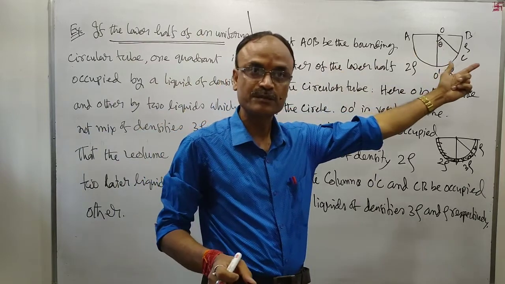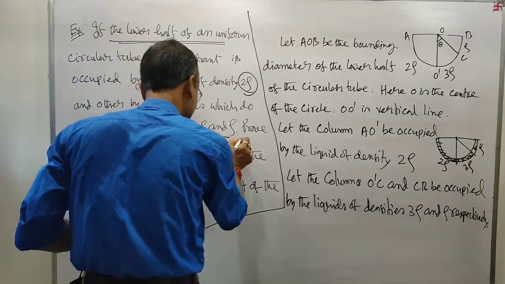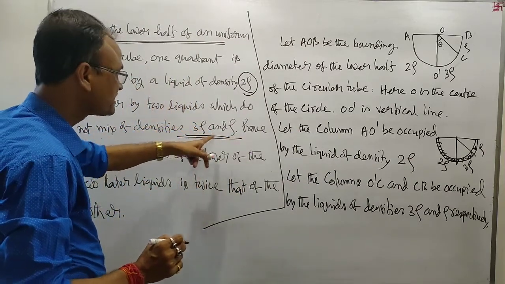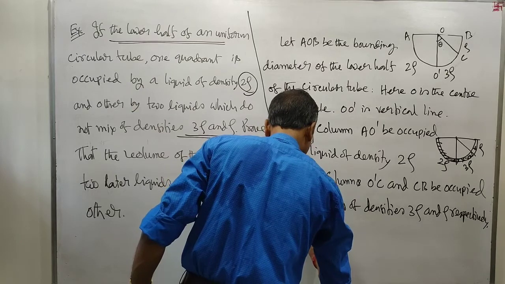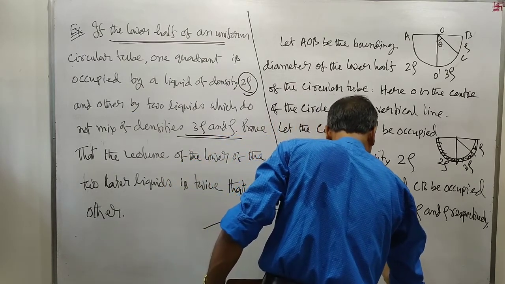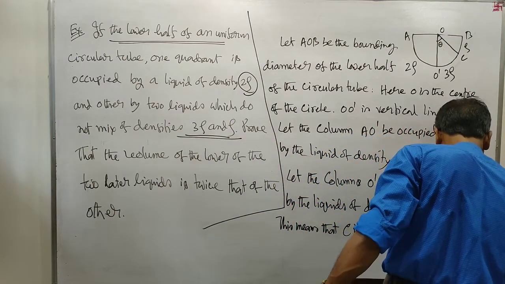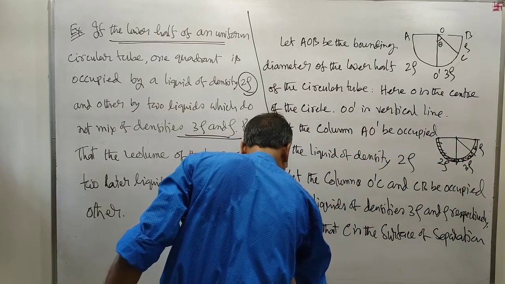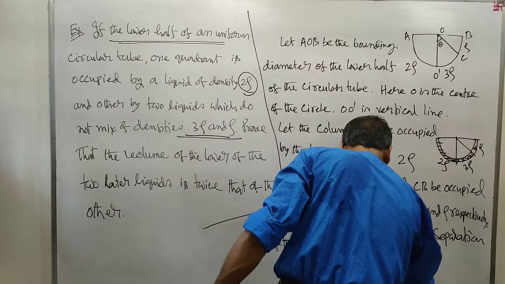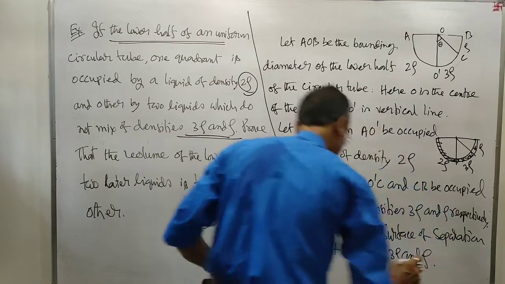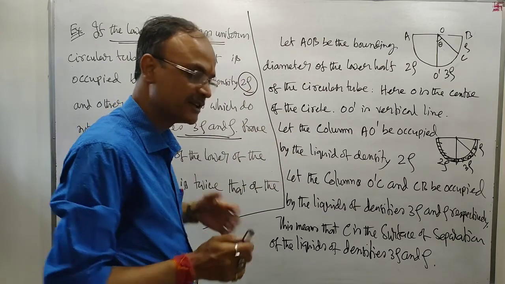This means C is the surface of separation of the liquids of densities thrice rho and rho. This means that C is the surface of separation of the liquids of densities thrice rho and rho.